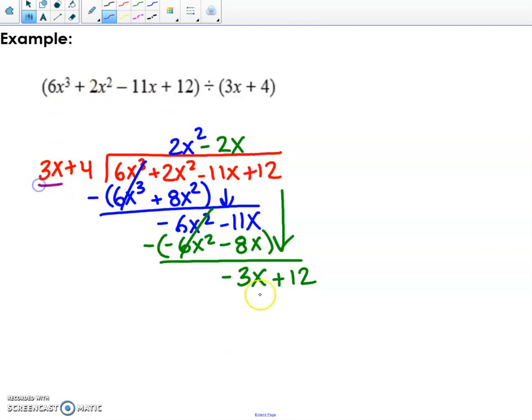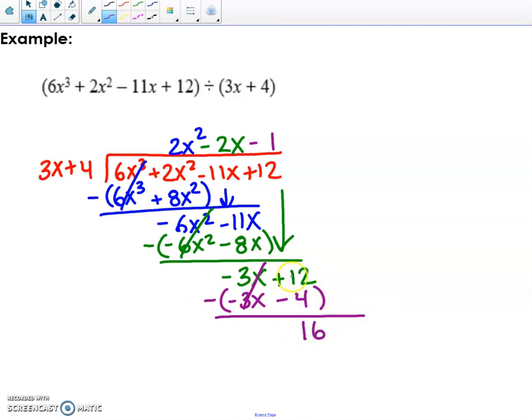Okay, we have a 3x. We want a negative 3x. So what times 3x gives us negative 3x? That's negative 1. Again, multiply. So negative 1 times the 3x will give us negative 3x. Negative 1 times 4, negative 4. We'll subtract. Negative 3x minus a negative 3x cancels. 12 minus a negative 4, that becomes 16.